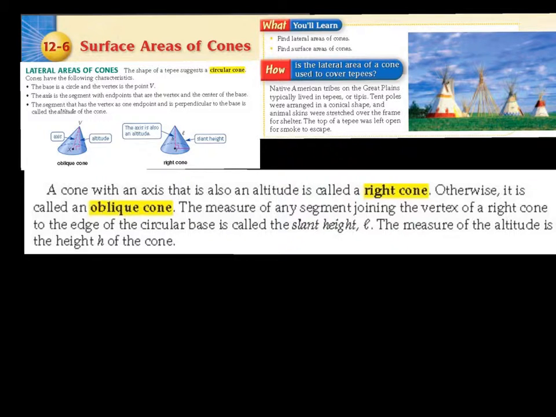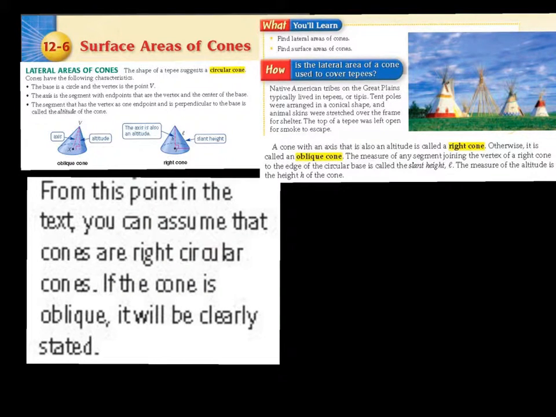And if that is not the case, it's called an oblique cone. The measure of any segment joining the vertex of a right cone to the edge of the circular base is called the slant height, and they're using a lowercase l for that. The measure of the altitude is the height, h, of the cone. And again, like cylinders, you can assume that cones are right circular cones. If it is oblique, it will be clearly stated.